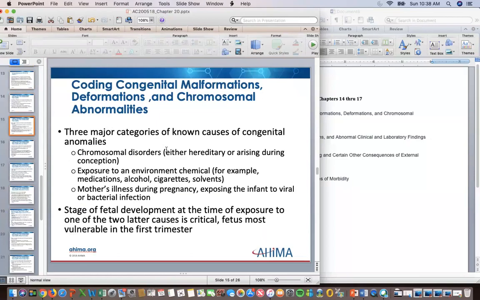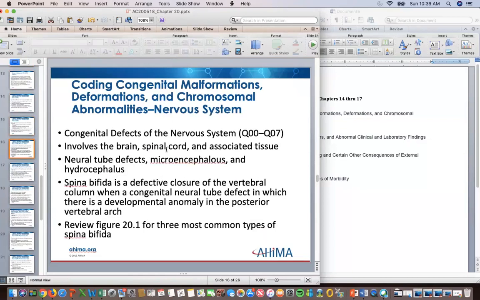Your chromosomal disorders are either hereditary or arising from conception. Maybe it's exposure to environmental chemicals, for example, medications, alcohol, cigarettes, solvents, or the mother's illness during pregnancy, exposing the infant to a bacterial infection. So the stage of fetal development at the time of exposure to one or the other causes is critical. The fetus is most vulnerable in that first trimester, as we all know.